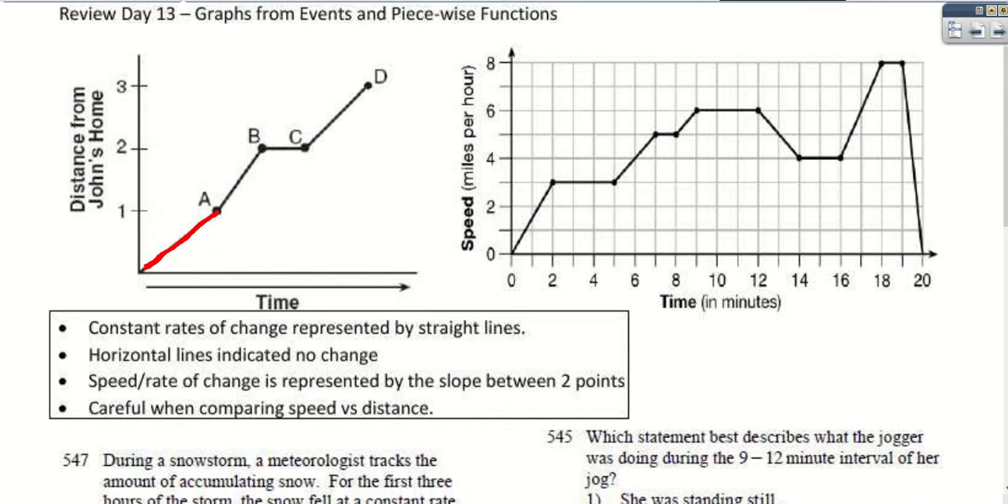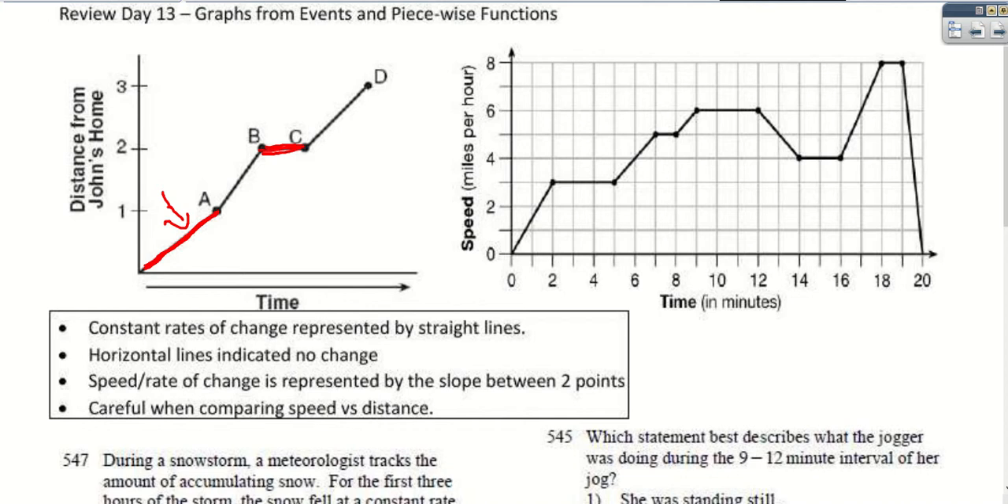The fact that from B to C here you can see is flat either indicates, if it's like a distance from home, that in this instance there's no distance change, he's kind of staying still. Here, this would indicate that he's essentially traveling at a constant rate of speed.